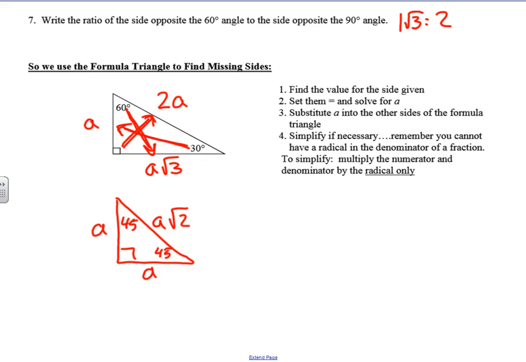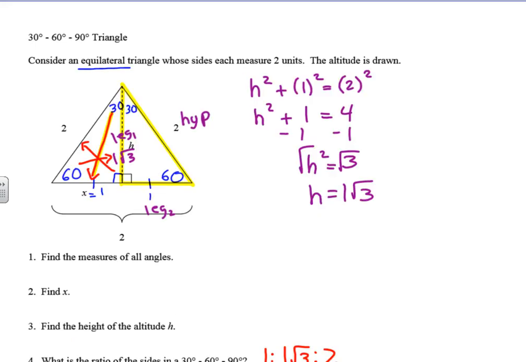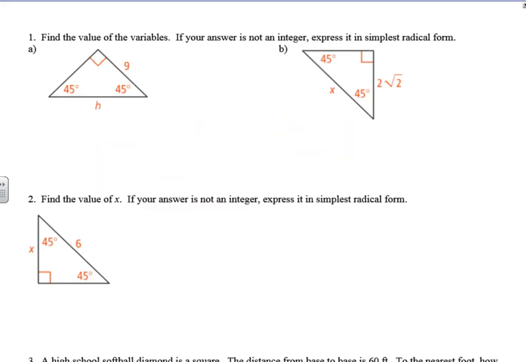All right, so same process here. When we're going to solve a problem, we want to find the value of the side given, set them equal to solve for a, substitute back in, and simplify if necessary. All right, so we have a bunch of examples that we're going to look at here. Now that we've got our relationships figured out, let's go ahead and identify those.